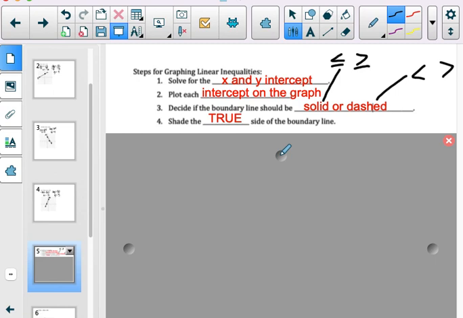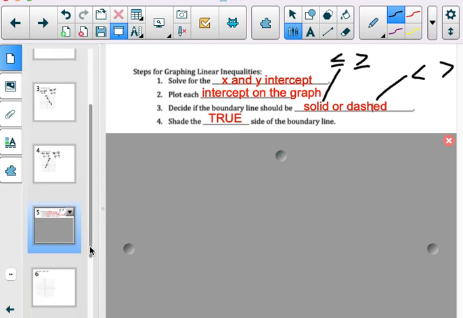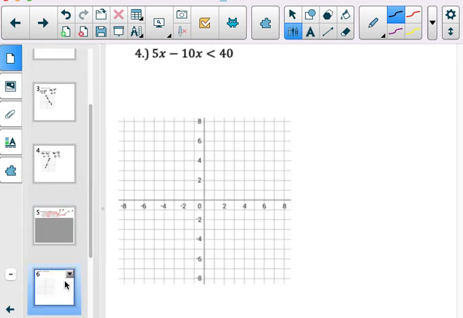All right, so let's go through a couple of examples here. On example 4, I have a less than sign. So if you want, right away you could write down the word solid or dashed so you don't forget about that part. So what is this one going to have? Dashed. Okay? If you want to jot that down off to the side so you don't forget, it's a great strategy.